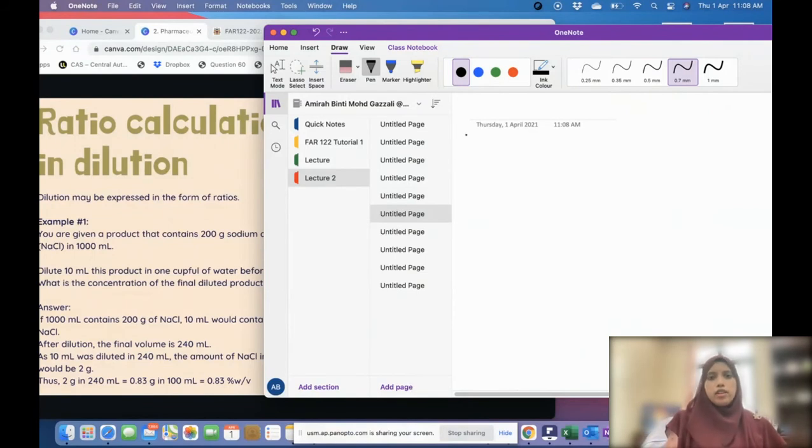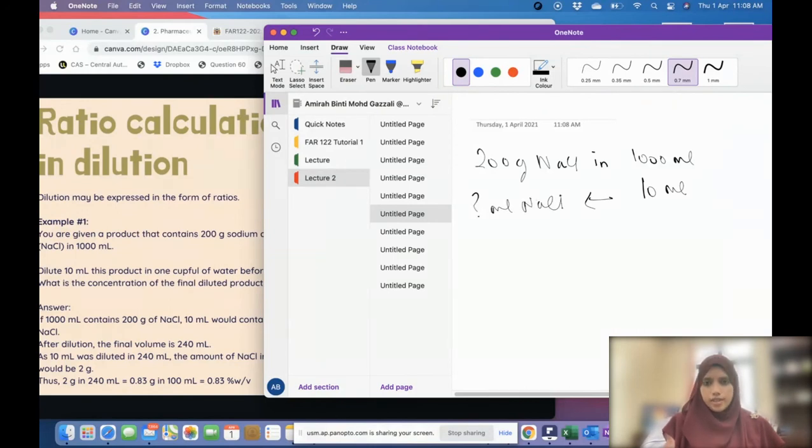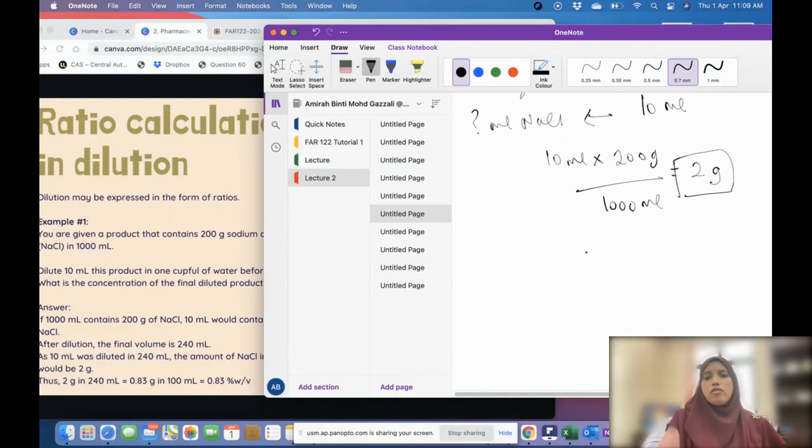Okay, so the question tells us that the product contains 200 grams of sodium chloride in 1000 ml of water. If you are going to take 10 ml from this product, how much sodium chloride is present? This can be easily calculated by 10 ml times 200 gram divided by 1000 ml, and you would get the answer as 2 gram. So in each 10 ml, there should be 2 gram of sodium chloride.